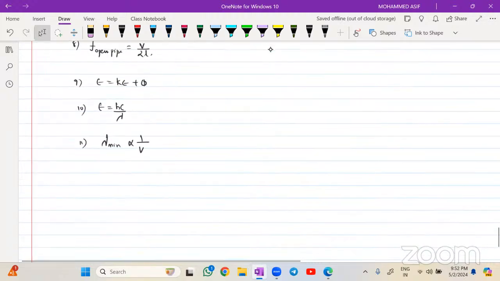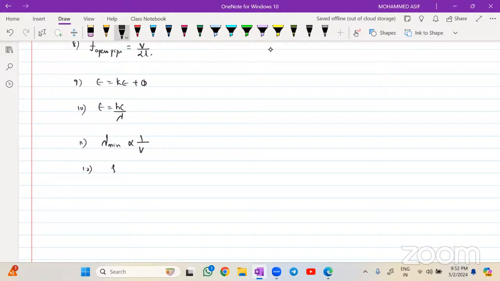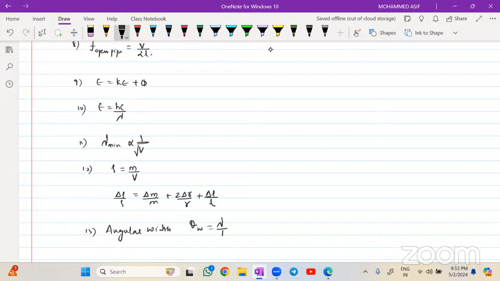के बाद ये वाला एरर के अंदर डेंसिटी इज इक्वल्स टू मास बाय वॉल्यूम, ये रूट भी होगा. ओके, अगर एरर में लिख रहे हैं तो डेल्टा रो बाय रो इज इक्वल्स टू डेल्टा एम डिवाइडेड बाय एम प्लस 2 टाइम्स ऑफ डेल्टा आर डिवाइडेड बाय आर प्लस ऑफ योर डेल्टा एल डिवाइडेड बाय एल. ओके, एंगुलर विड्थ, wave optics means angular width is equals to lambda divided by d.